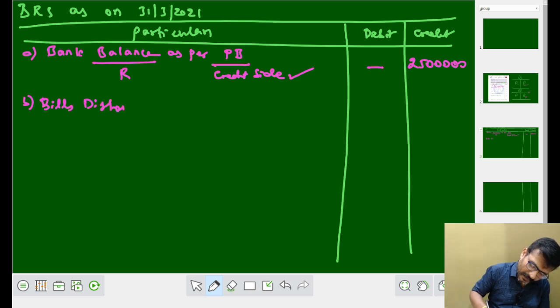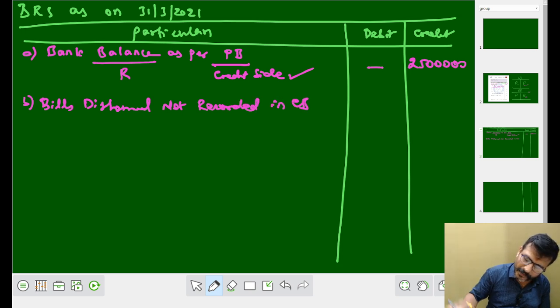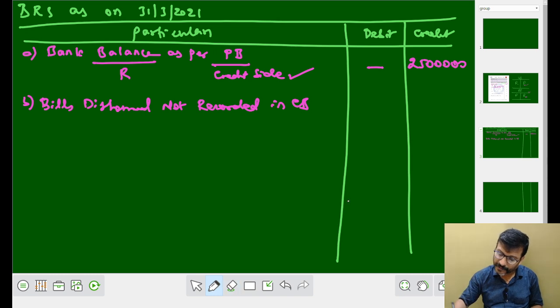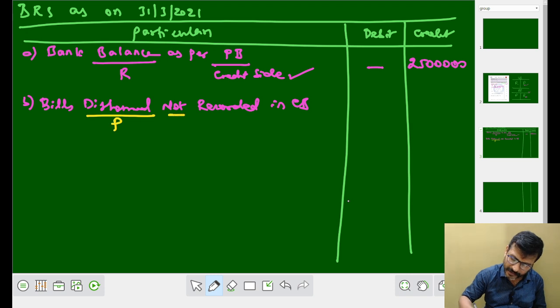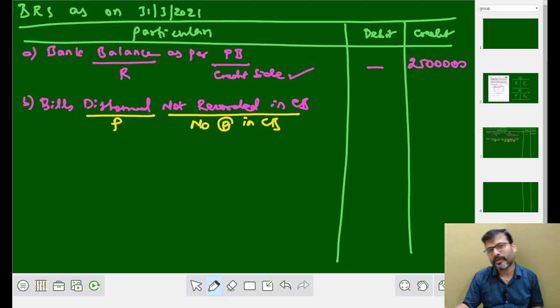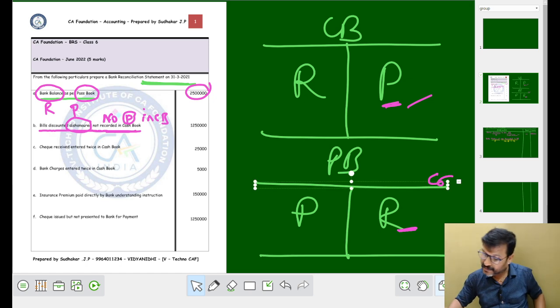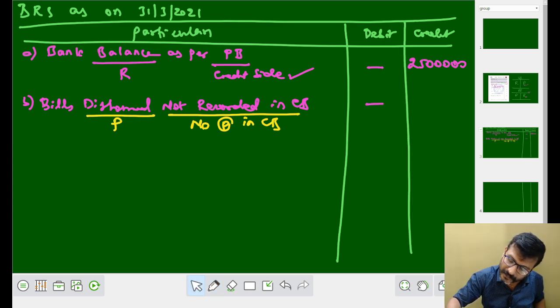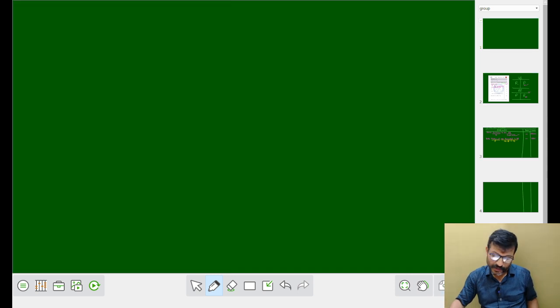Bills dishonored, not recorded in cash book. When it is dishonored it means payment, not recorded in cash book means no payment in cash book, no credit in cash book. So obviously we have to take it in credit side with an amount of rupees 12 lakh 50,000. Let us move on to the next point.